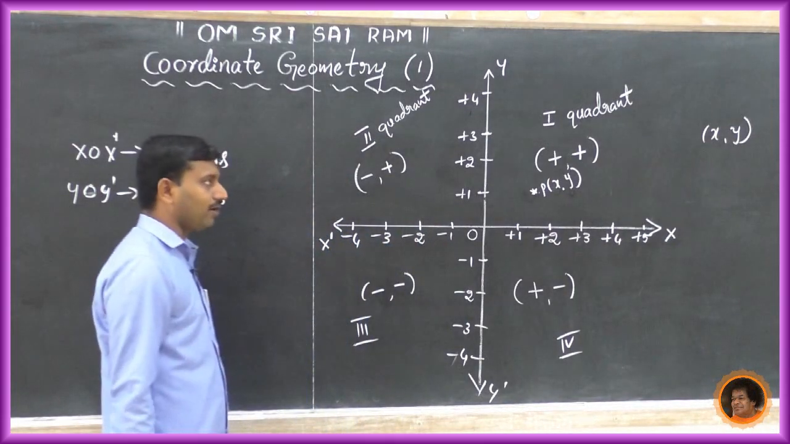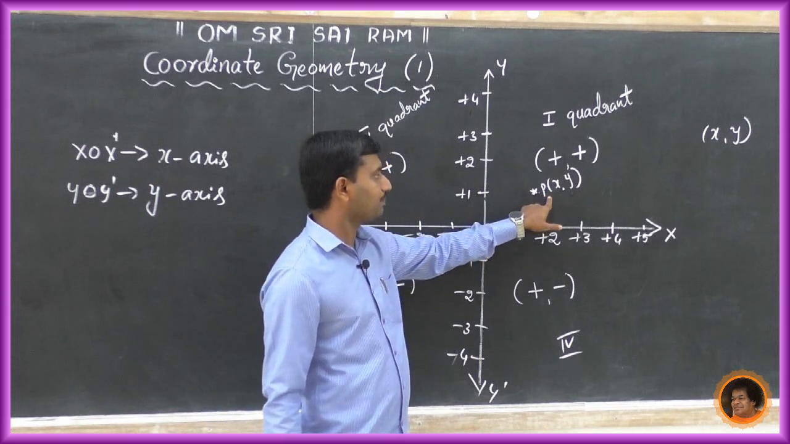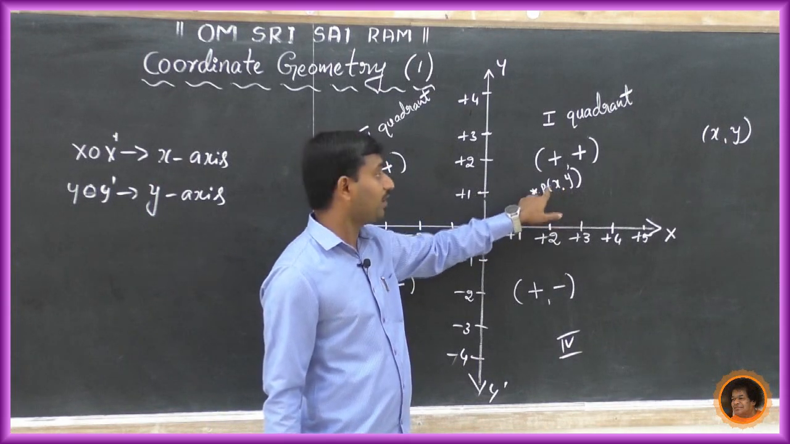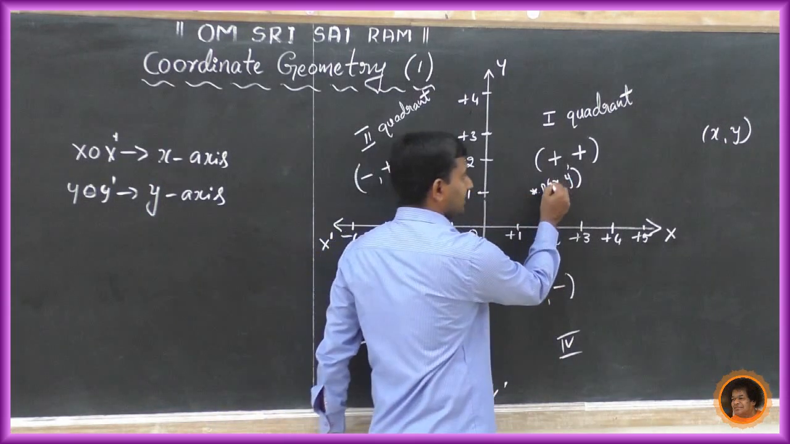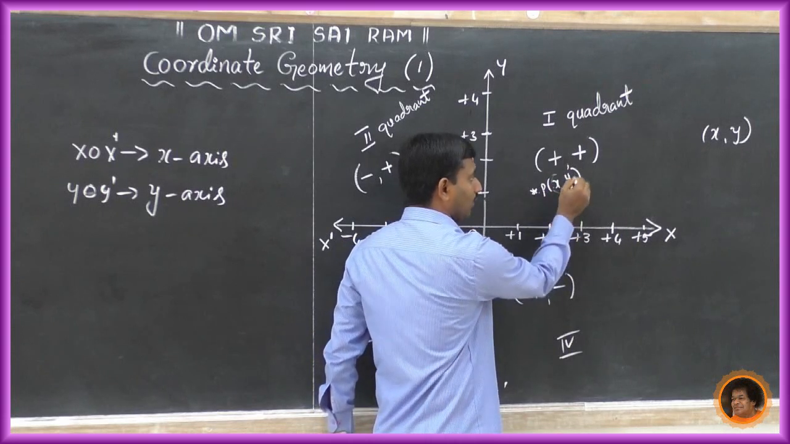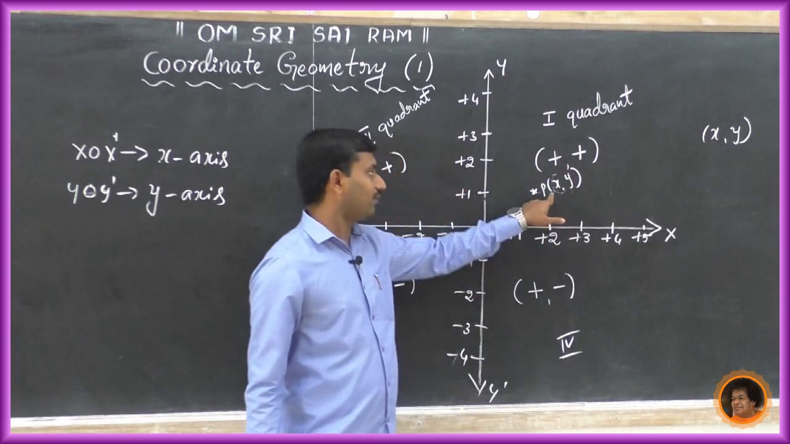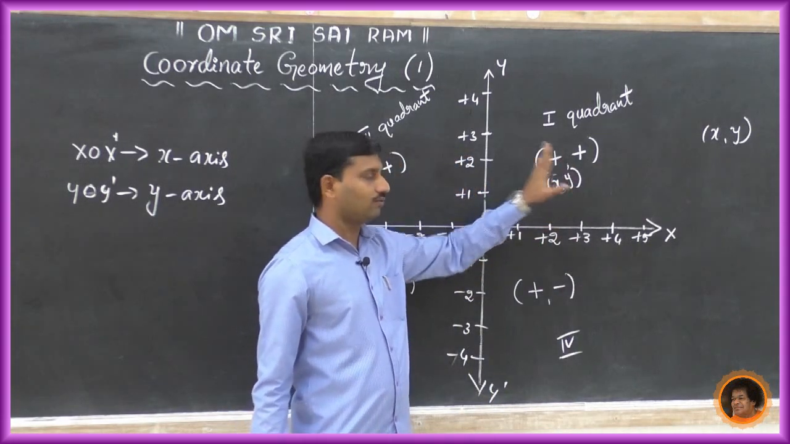And any point on the Cartesian plane is always denoted as P of x comma y. P of x comma y, x indicates abscissa or x coordinate, y ordinate or y coordinate. So therefore in the form of P of x comma y.